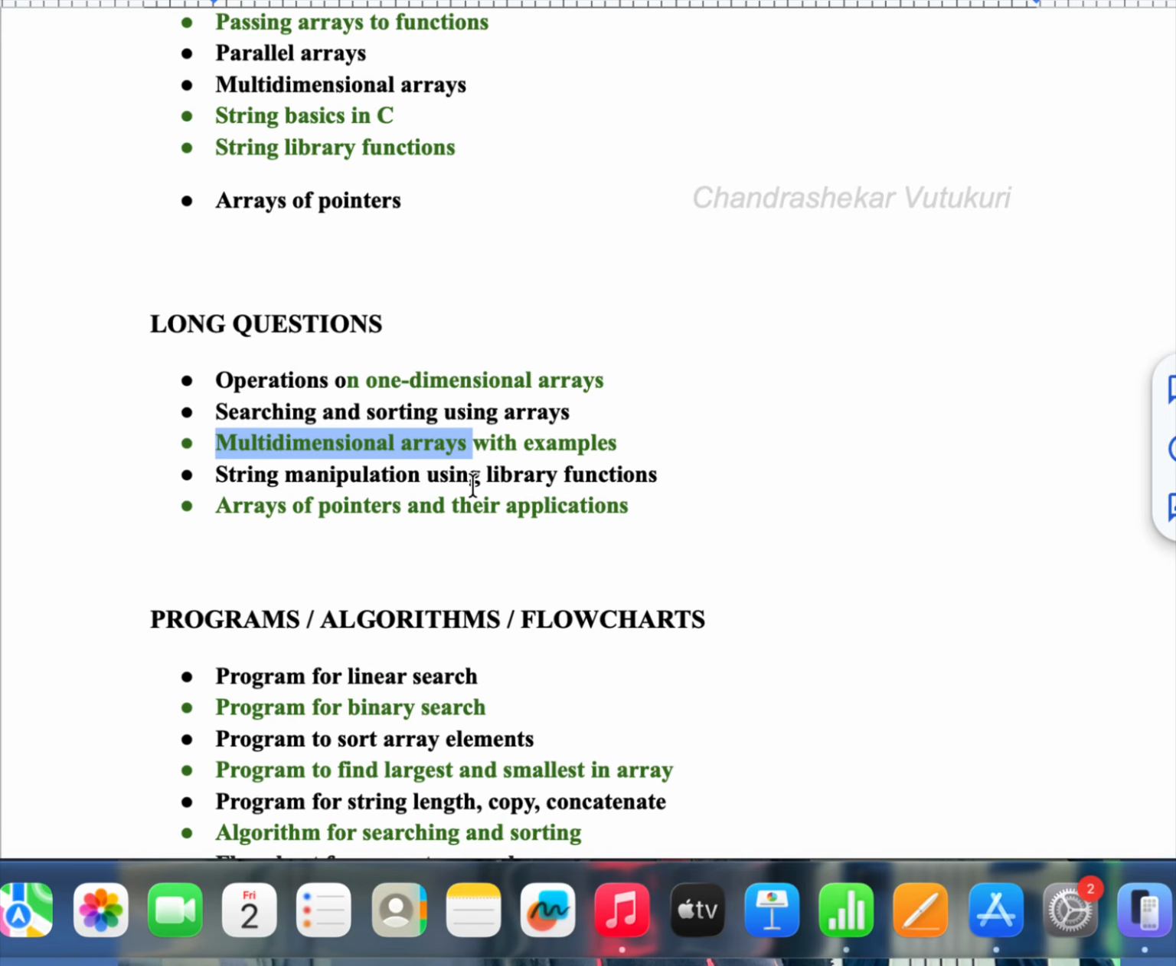Also carry two pens, one blue and one black. The black is for main headings and blue is for the write-up, and even carry a pencil. You can underline certain important points with it.